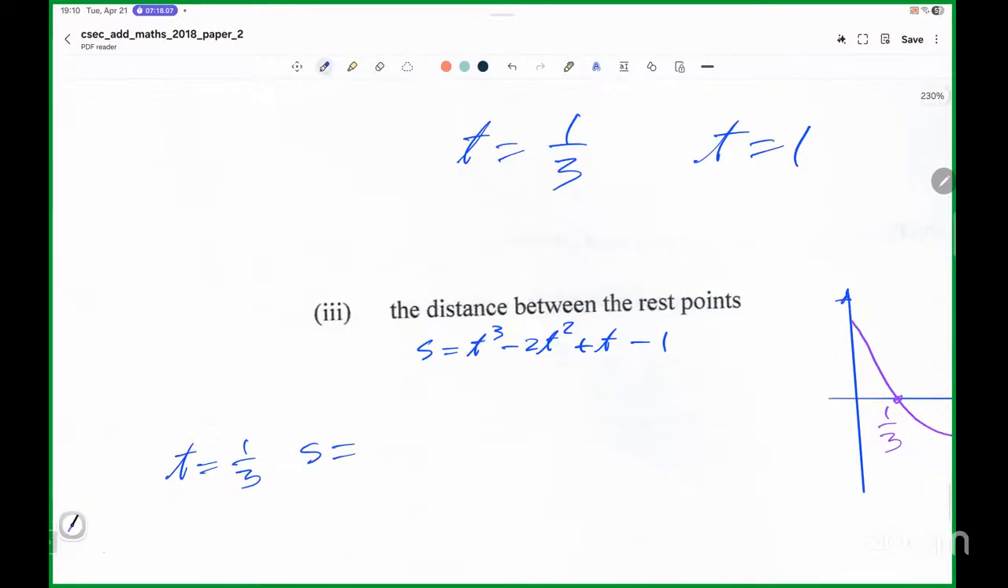So when t equals a third, this s becomes a third cubed minus 2 times a third squared plus a third minus 1.